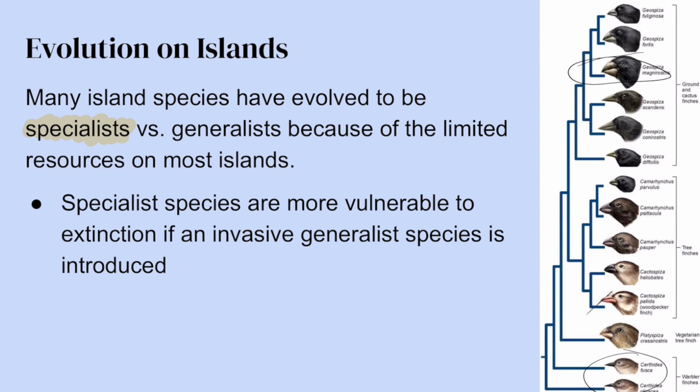So these island species that are primarily specialists are very vulnerable to extinction if something about that island changes. That can mean even if a food source gets wiped out for some reason, they can be very vulnerable to extinction, or if we have the introduction of an invasive generalist species. If we have an invasive generalist, it can easily outcompete these really specialist species.